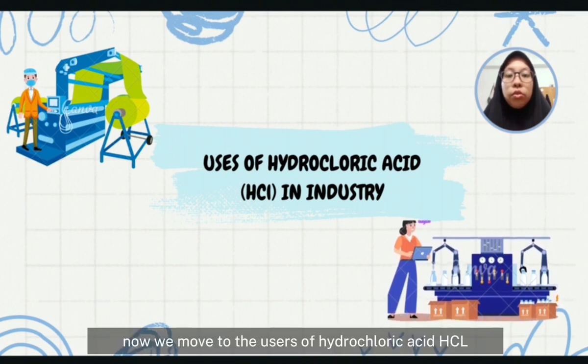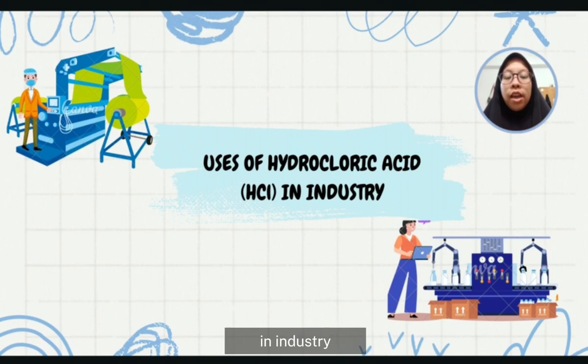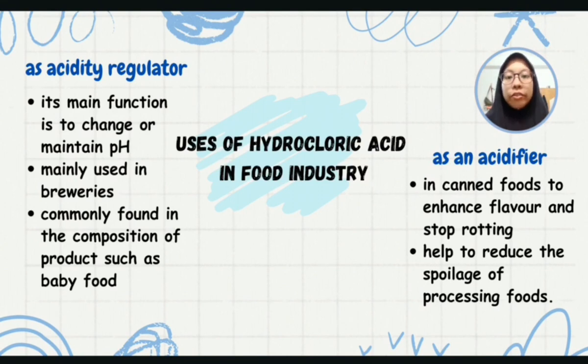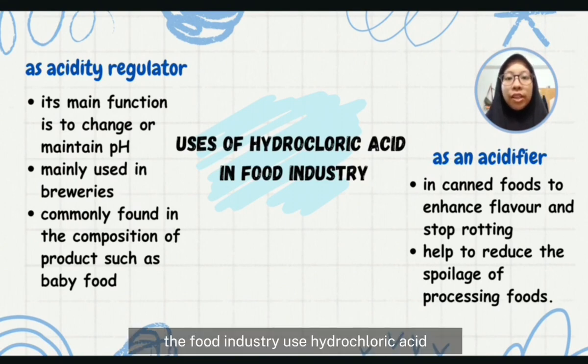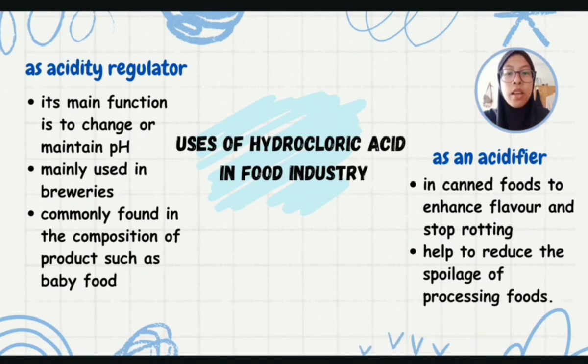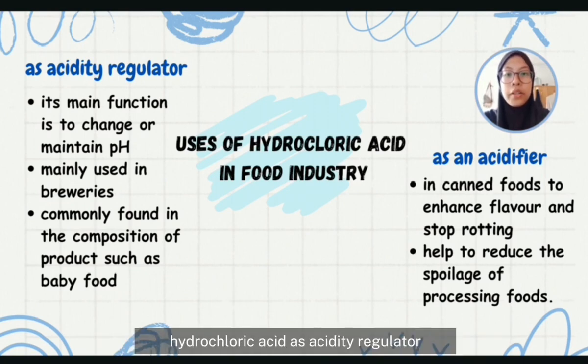Now we move to the uses of hydrochloric acid, HCl, in industry, and we will focus on the food industry and textile industry. The food industry uses hydrochloric acid to process a variety of food products, such as corn syrup that is used in soft drinks and cookies. The second one is hydrochloric acid as an acidity regulator.